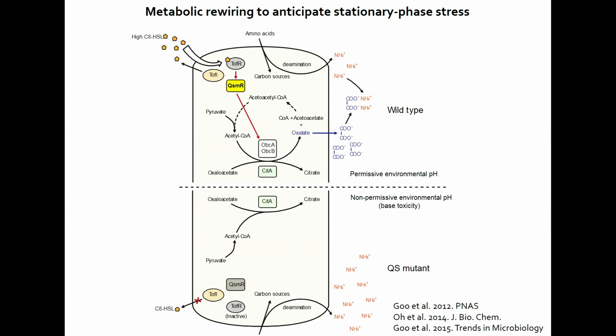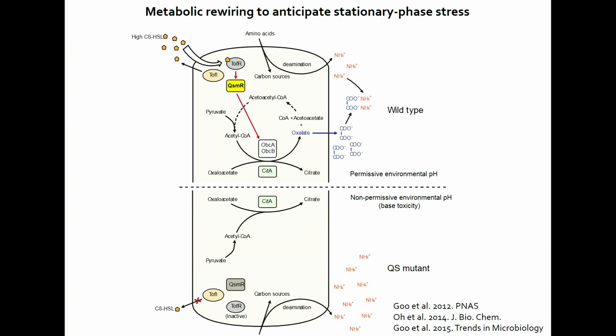Burkholderia glumae utilizes amino acids as a carbon source. So in an amino acid rich medium like LB broth, they produce a lot of ammonia because they utilize amino acids as carbon source. In wild type, the quorum sensing system is on, so QsmR activates ObcA and ObcB. This ObcA and ObcB complex uses acetyl-CoA and oxaloacetate to produce oxalic acid. This oxalic acid is secreted to the medium, and it reacts with ammonium to neutralize the environmental pH. So in wild type, this oxalic acid acts like a public good.